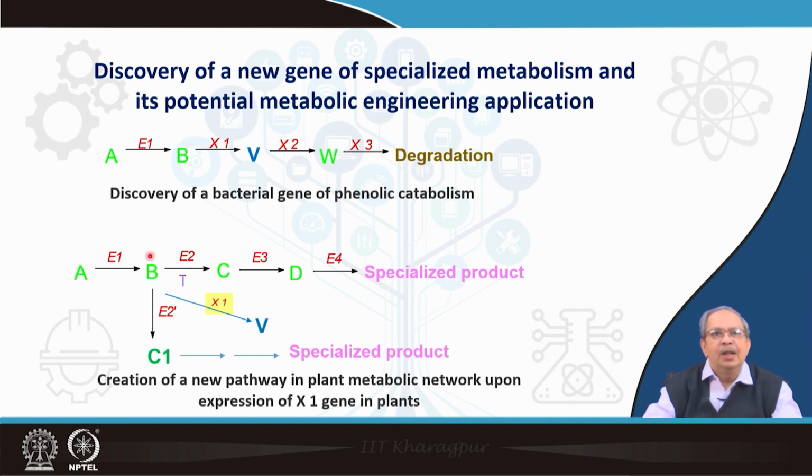If that happens and this enzyme is more active, then that will limit the formation of C1, ultimately this product, and that will also limit the formation of the following steps with this product. So, in other words, if V is produced in the plant, then these two specialized products will get affected.